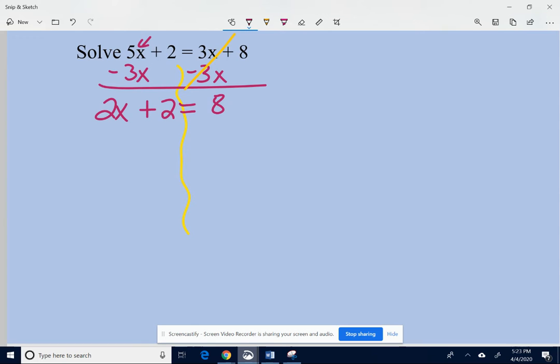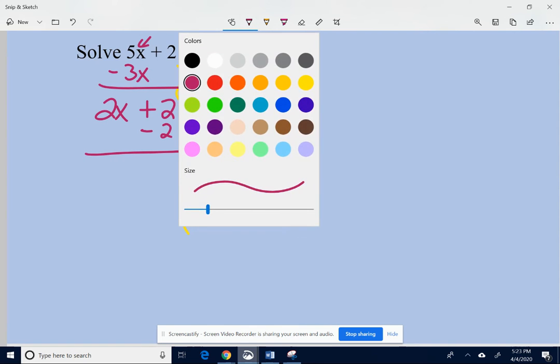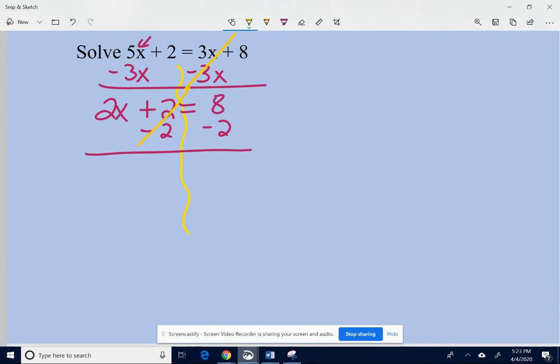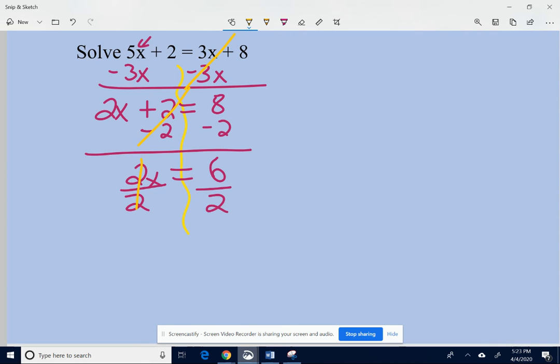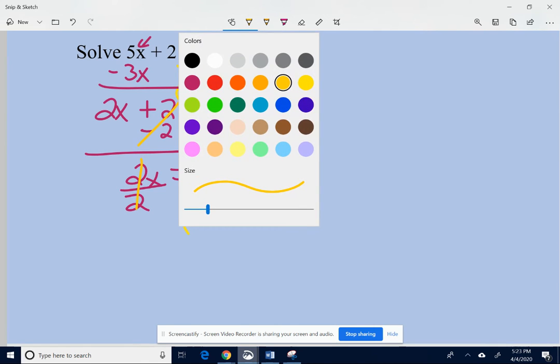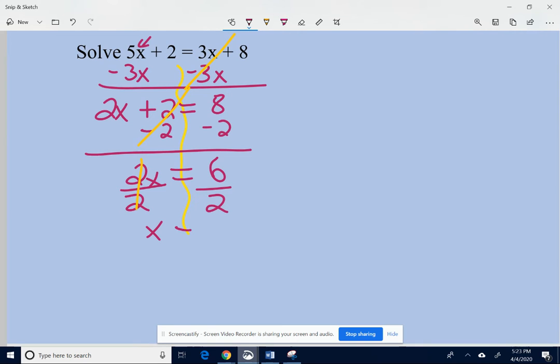So we need to get rid of the added 2 by subtracting 2. When you do that, the 2x is left on the left, and 2 minus 2 goes away because that's 0. On the right, you have 8 minus 2, which is 6. Get rid of the multiplied number last by dividing by the number in front that's multiplied, 2. Divide both sides by 2, and you're going to be left with x on the left, and 6 divided by 2 is 3 on the right.